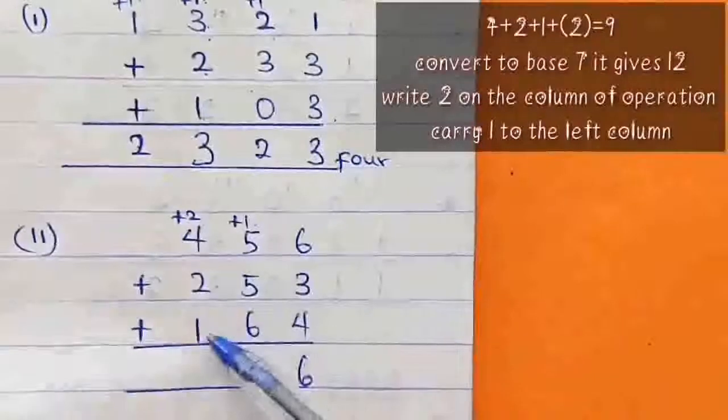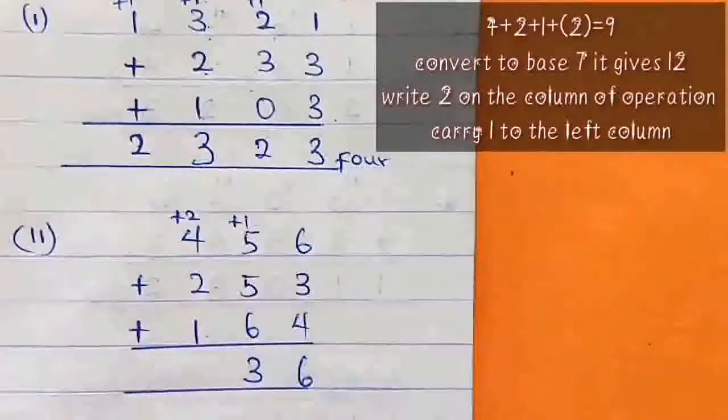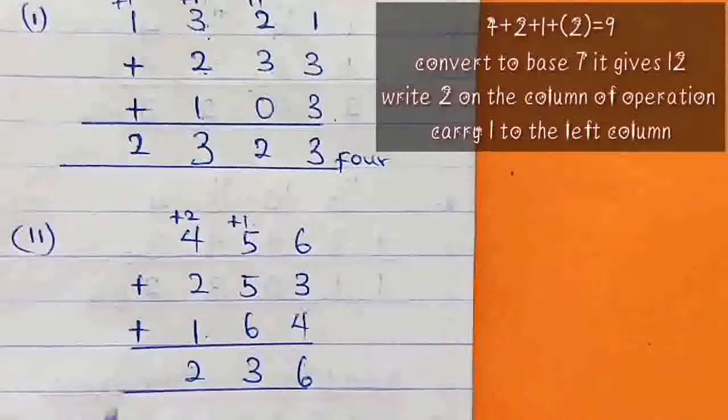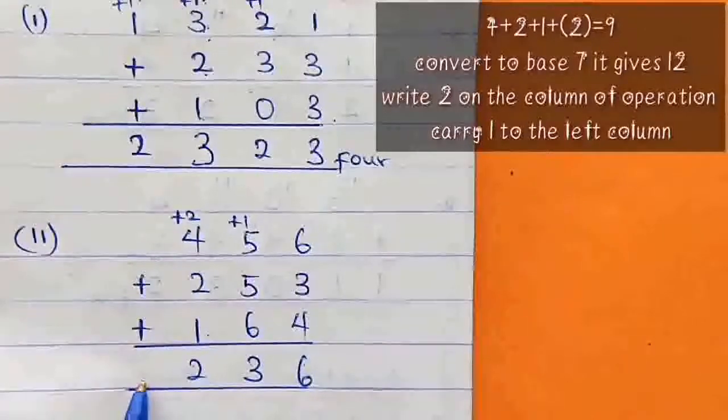4 plus 2 plus 1 will give us 7, plus 2 will give us 9. Convert 9 to base 7, we will have 1, 2. Therefore, we write 2 and carry 1 to the other column. Since there is no number in this column, we have our 1 written here.